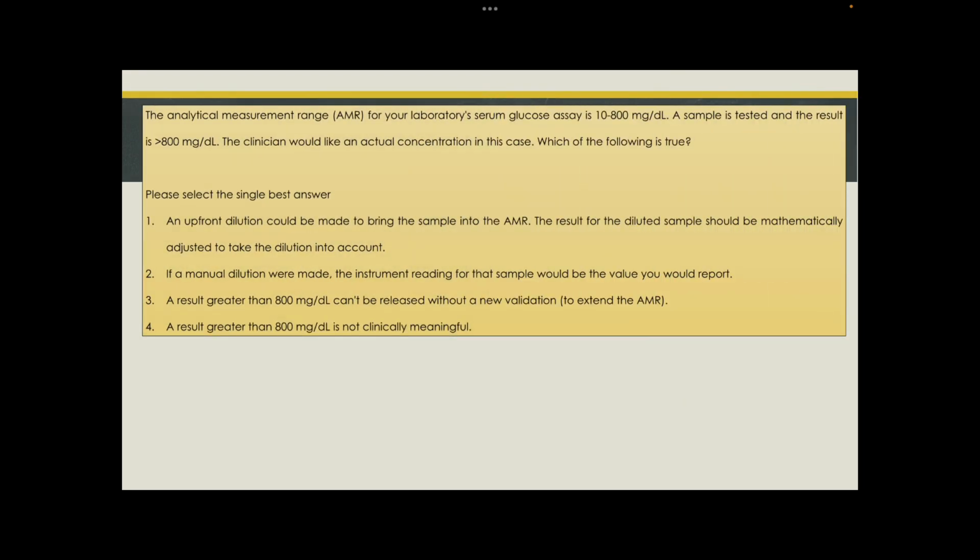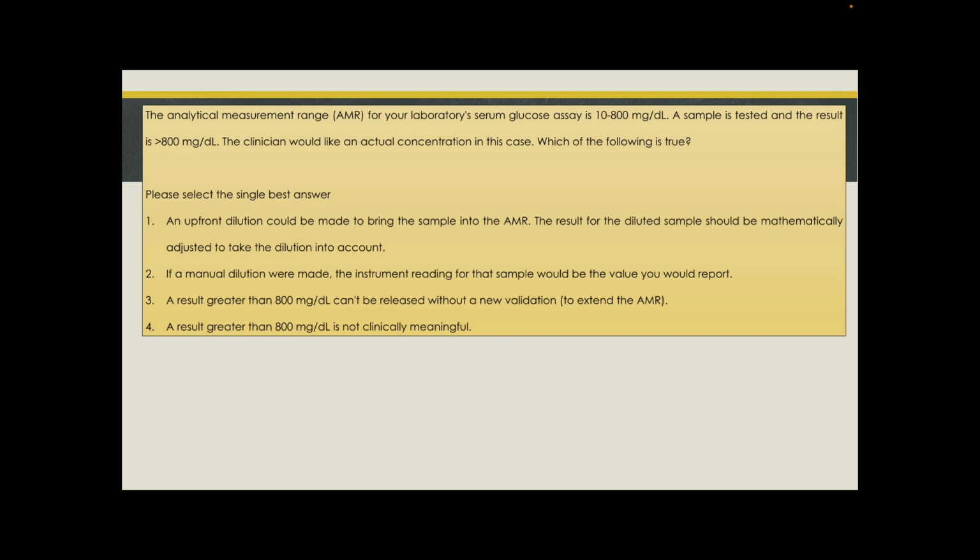The analytical measurement range, AMR, for your laboratory's serum glucose assay is 10 to 800 mg/dL. A sample is tested and the result is greater than 800 mg per deciliter. The clinician would like an actual concentration in this case. Which of the following is true? Please select the single best answer.